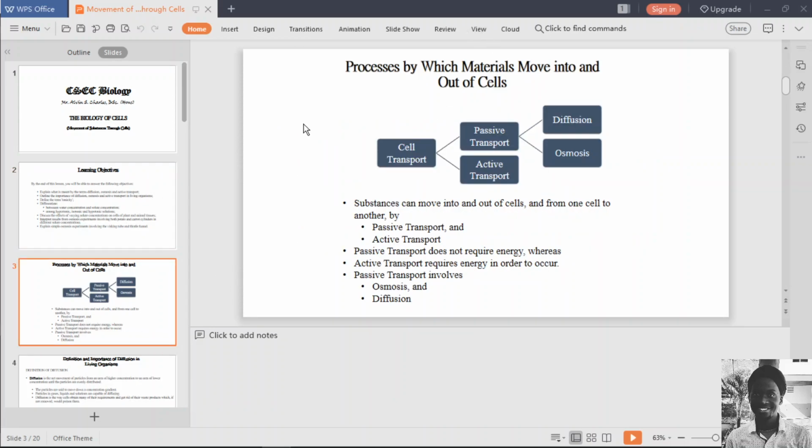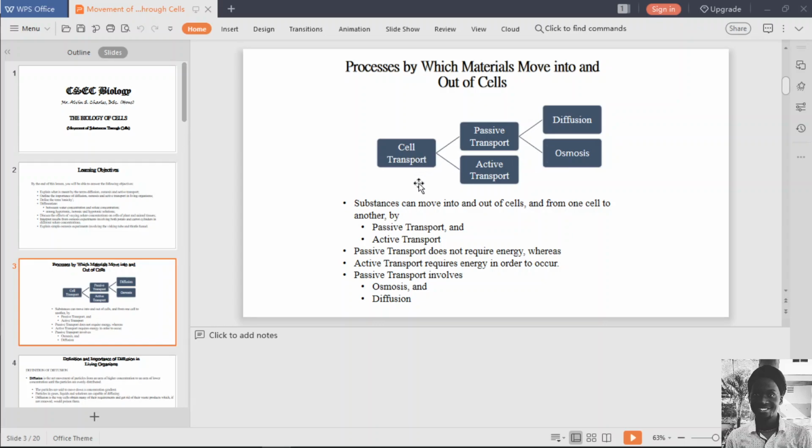So let us look at the processes by which materials move into and out of cells. Substances move into and out of cells and from one cell to another by passive transport and active transport. Passive transport does not require energy. Active transport requires energy in order to occur. Passive transport includes diffusion and osmosis.